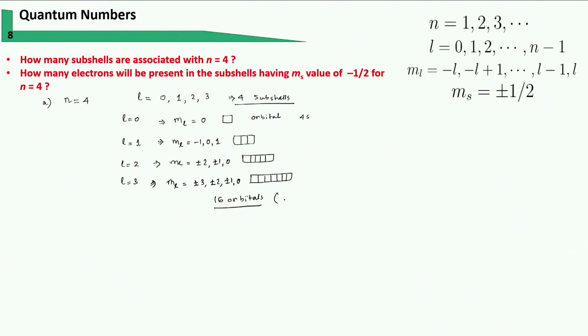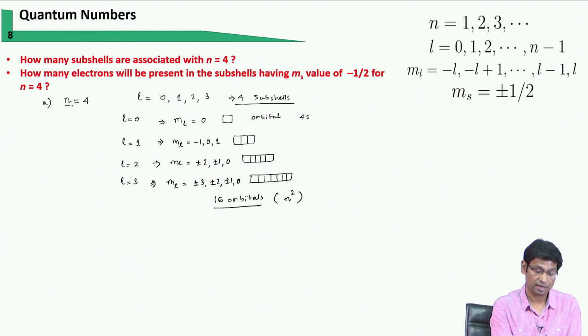So, this number of orbitals of course goes as n square. So, if n is 4, we have n square, that is 16 orbitals, and the number of subshells is also given as n, because l goes from 0 to n minus 1. So, therefore, if principal quantum number n is given, you have n number of subshells, you have n square number of orbitals, and you know that each orbital can have 2 electrons. So, therefore, number of electrons will be 2n square, in this case it is 32.